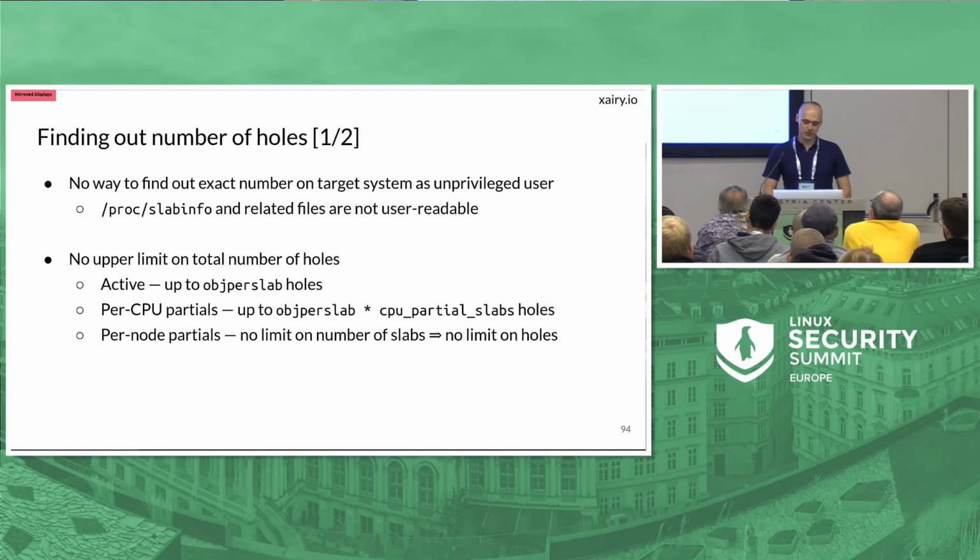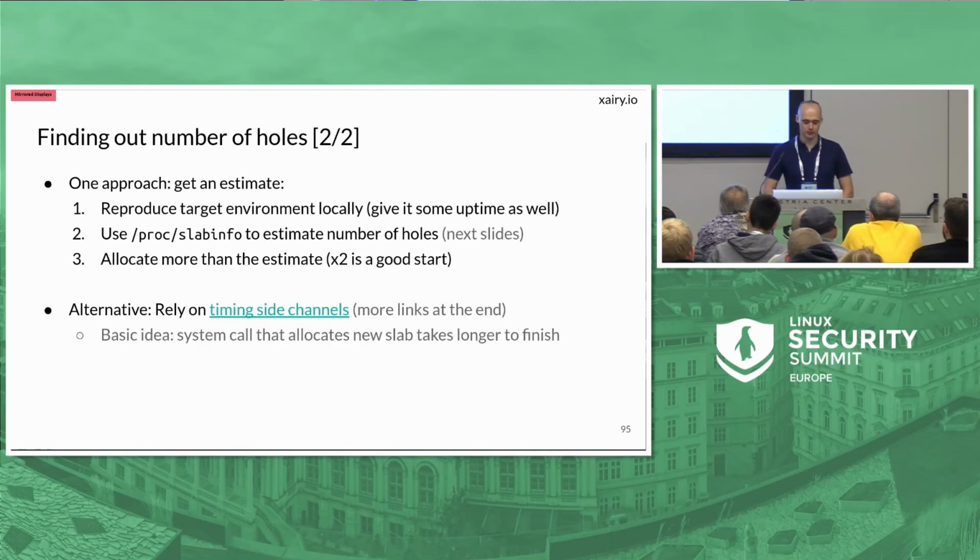The reason is that we do have a limit on the number of holes on the active slab. We do have a limit on the number of per CPU slabs, which means we have limits on those free slots. But there is no limit on the number of slabs that can be on the per node list. As a result, there is no limit on the number of free slots, or holes as I call them, on all the slabs.